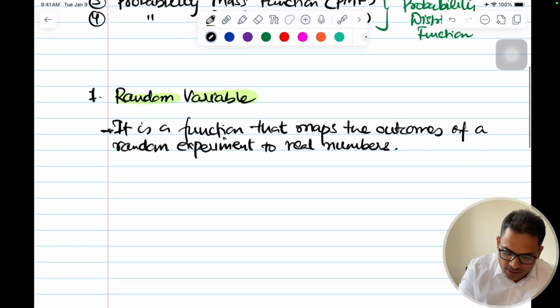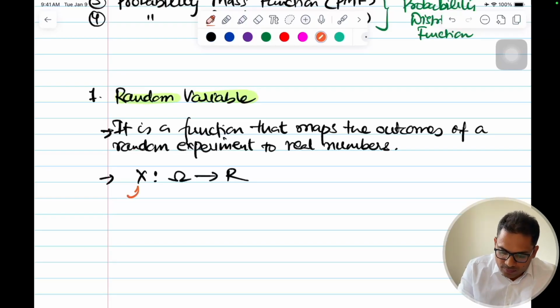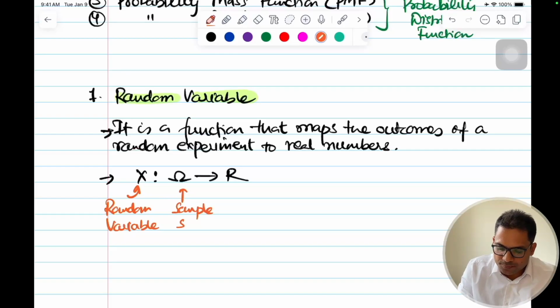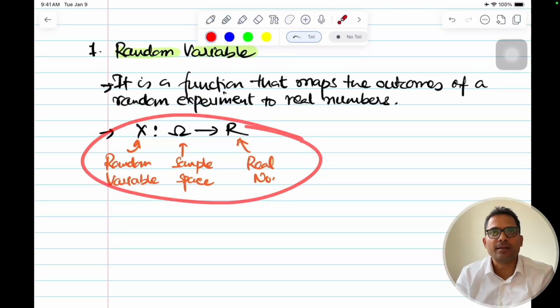How is it represented? We say that X maps, this is our random variable, to a real number. This is our real number. This is our sample space, omega, of all the possible outcomes of the random experiment. And R is the real numbers. So this is, in a nutshell, what a random variable is.